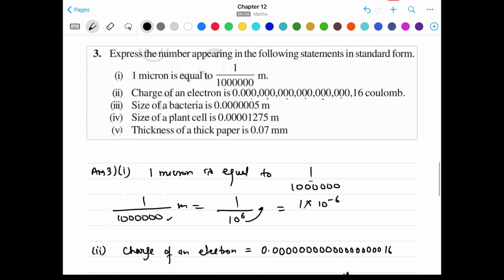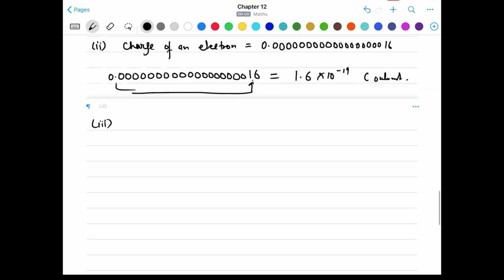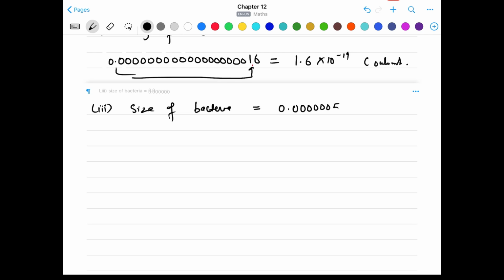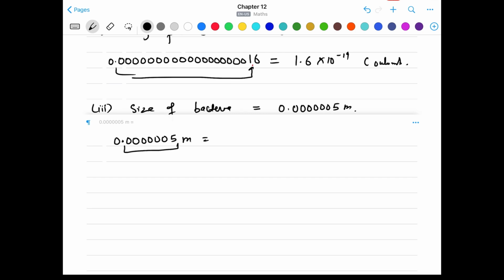Okay, so let's see the next one now. We have size of a bacteria. Let's write, size of bacteria is equal to 0 point, let's count the number of zeros: 1 2 3 4 5 6, and 5 meter. Okay, so this will be 0.0, 1 2 3 4 5 6, and 5 meter. Shifting the decimal from here to right after here, we have 6 zeros and then a digit 5, so it will be 5.0, you can just write 5, into 10 raised to power minus 7 meter. We have the 6 zeros and the 7th is the digit itself, which is 5, so it will be 10 raised to power minus 7 meter.